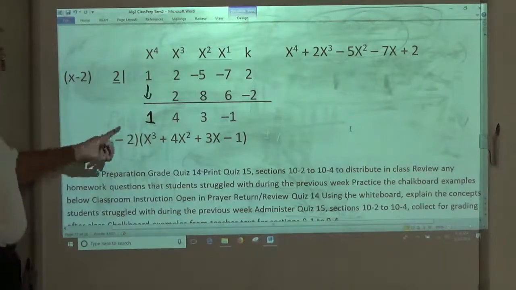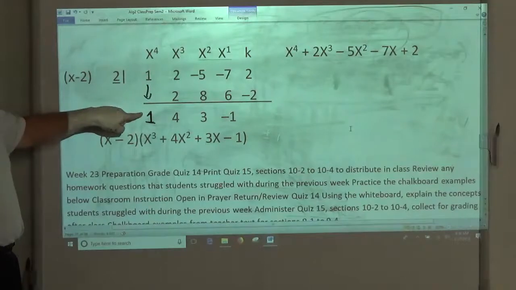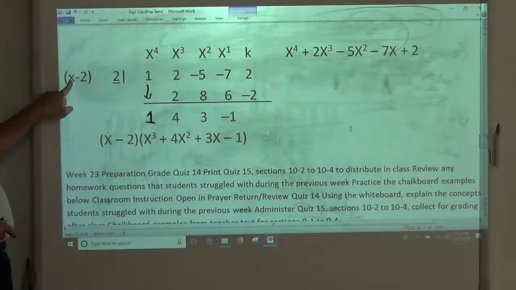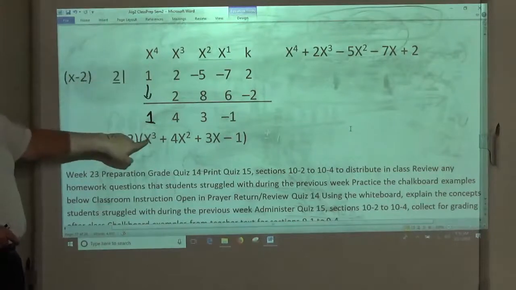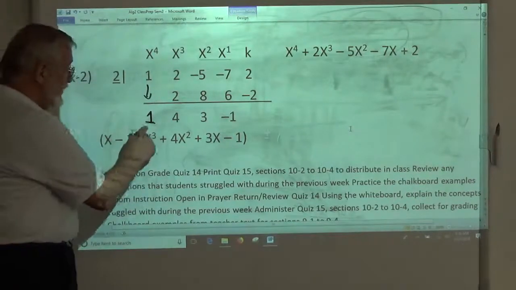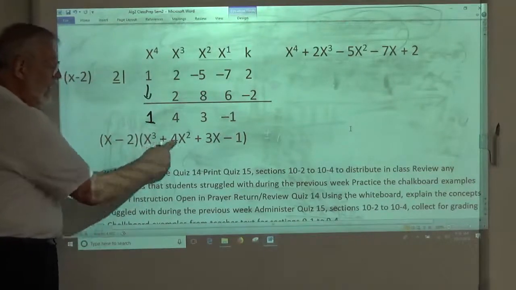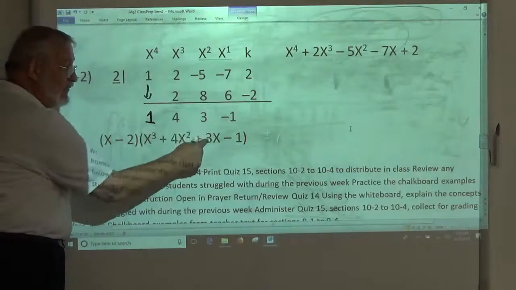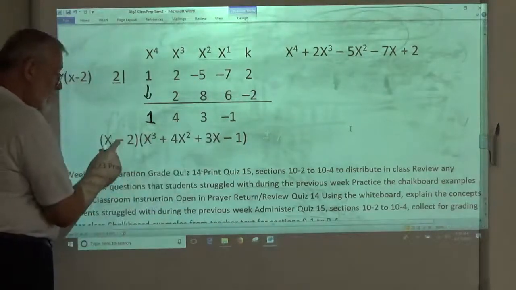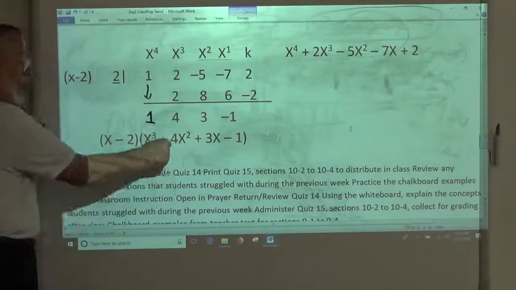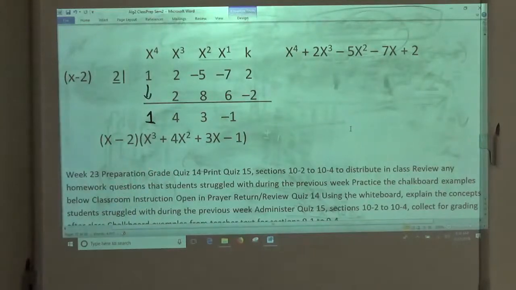Now, here's what happens. This is now 1x less, because I divided by 1x, so this 4 is now a 3. So this is 1x cubed, 4x squared, 3x minus 1. Now we have to do it again. Now, the question is whether or not we can find the value.